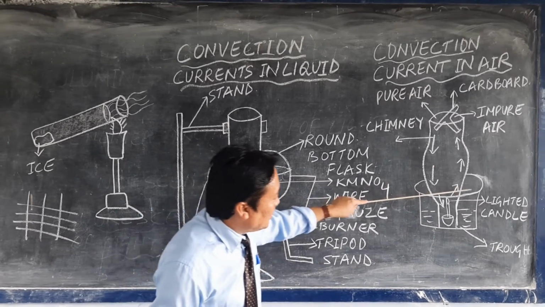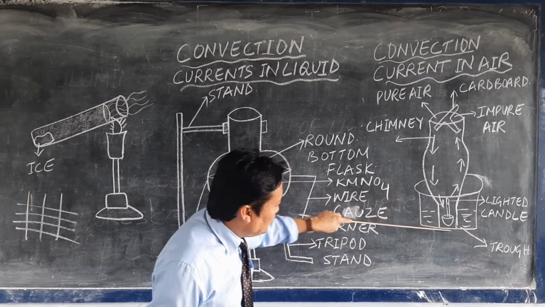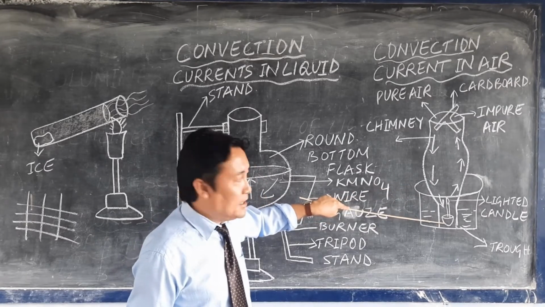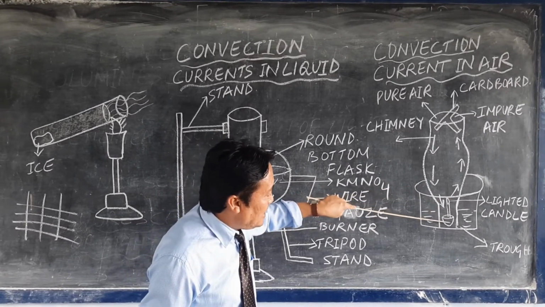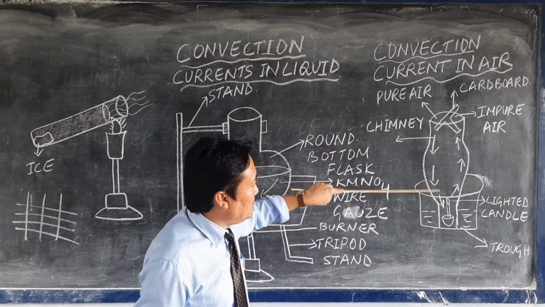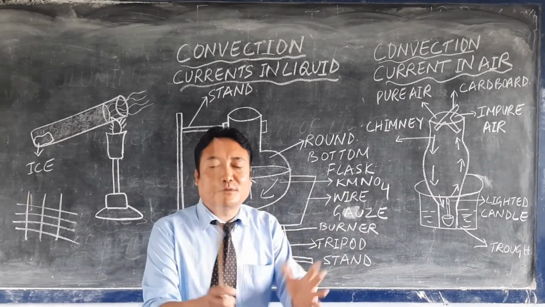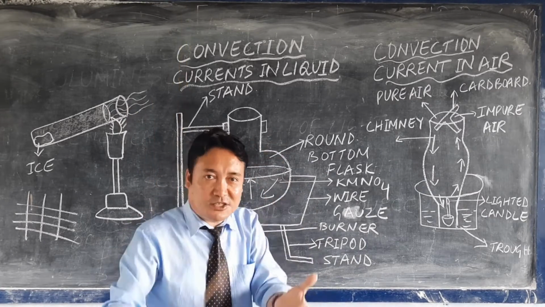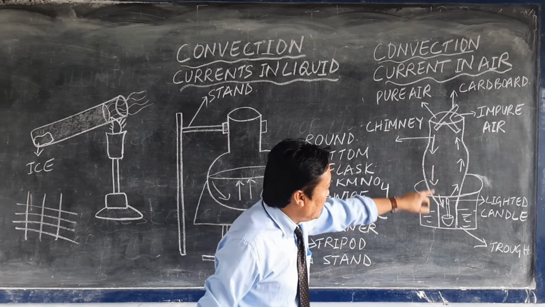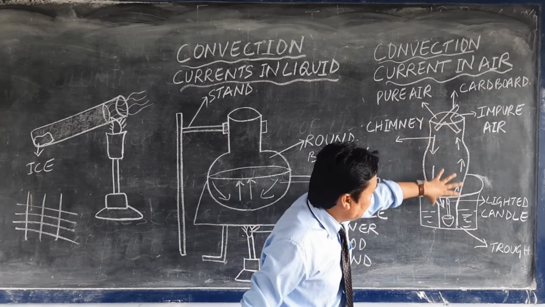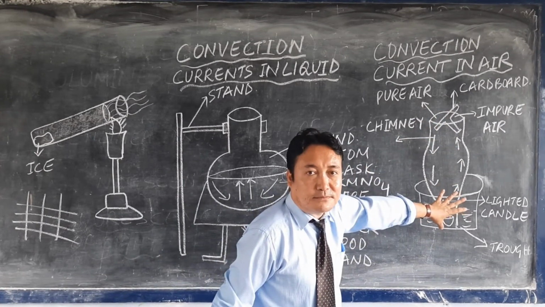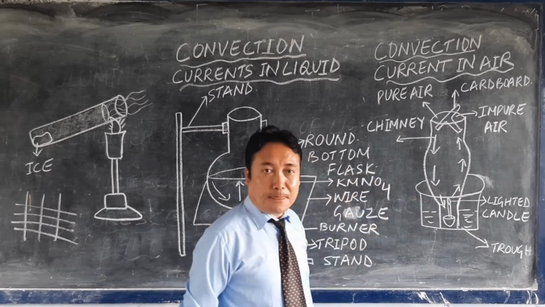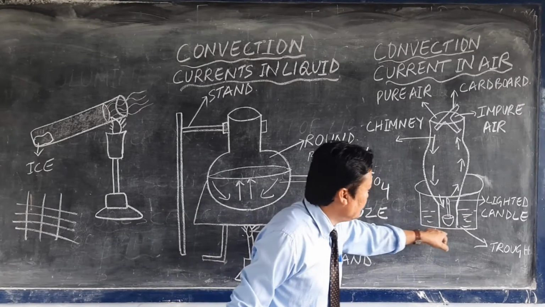Now what you do is you take a trough. You take a lighted candle, and you take a chimney. This is the chimney, the chimney of a kerosene lamp. You know the kerosene lamp, the glass chimney. You take a lighted candle and cover it with the chimney. Then after that, you pour the water in a trough.